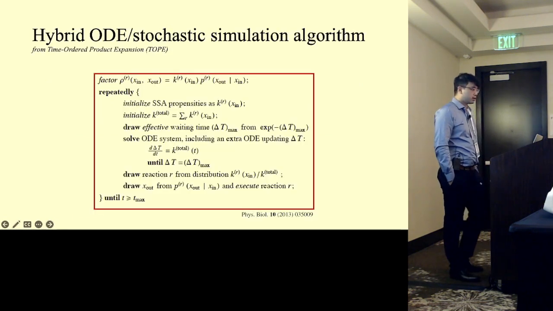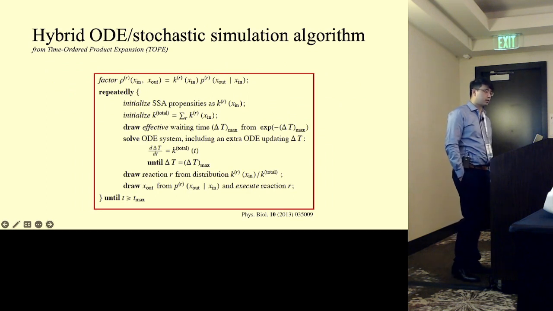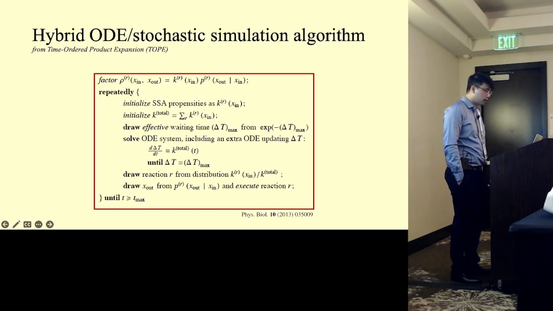Work by a previous team has developed a time-ordered product expansion for stochastic systems that can be used to derive simulation algorithms. In this case, it has been used to mathematically derive an extension to a Gillespie stochastic simulation algorithm, ending up with a hybrid stochastic reaction differential equation model. We can factor out the rule-firing probability distribution into the firing propensity and conditional probability distribution.